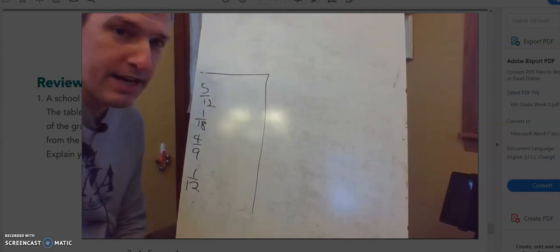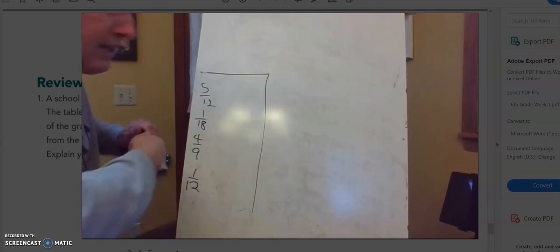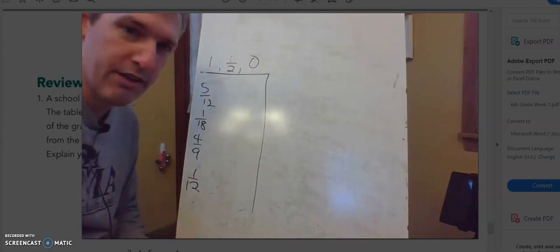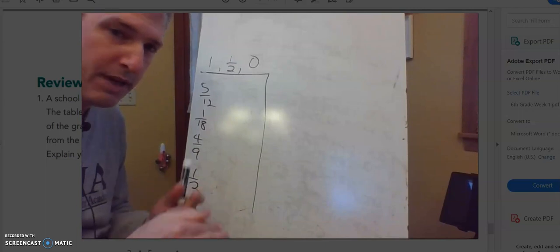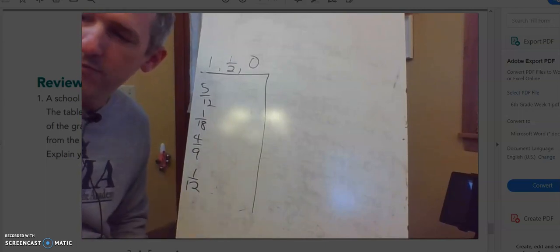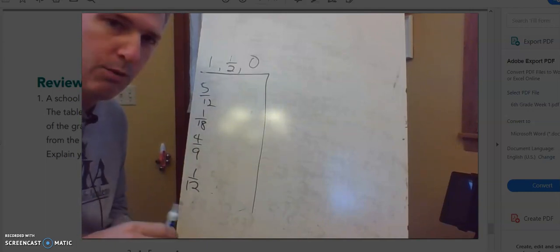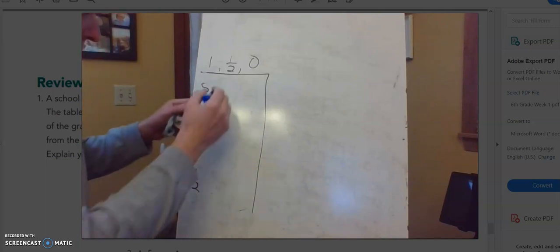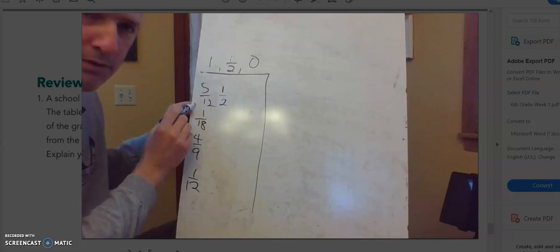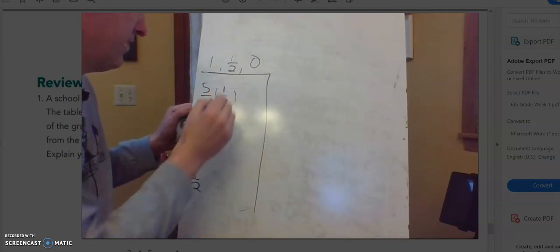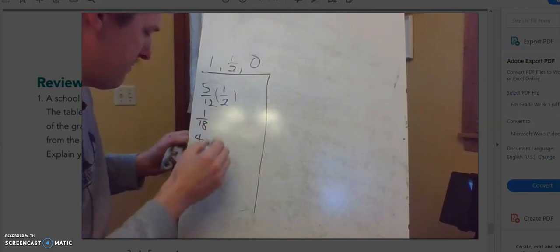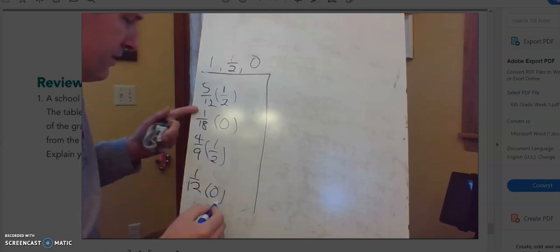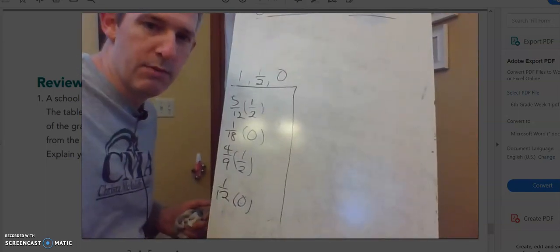All right, I like benchmark fractions at least to get us started. Remember, benchmark fractions are either a 1, 1/2, or a 0. Ones are going to be close to each other, the numerator and the denominator. For 1/2, the numerator is about half of the denominator, and for 0, the numerator is going to be pretty small compared to the denominator. So let's look at ones. I'm not seeing anything close. But I see several that look like 1/2. 5 is about half of 12, so I would say that's close to 1/2 in the world of benchmark fractions. Same thing here: 4/9 is about 1/2. And then these are going to be close to our 0 benchmark because 1 is really small compared to 18 and 1 is really small compared to 12.